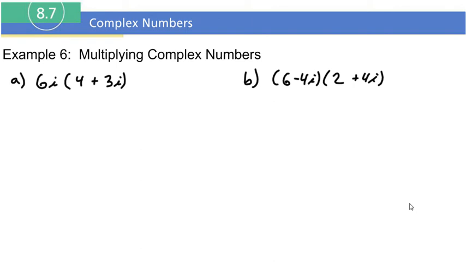In example number 6, we're going to go ahead and multiply complex numbers. And once again, they have the same behavior, the same properties as we would if these were variables. All right. And you'll see that right now.